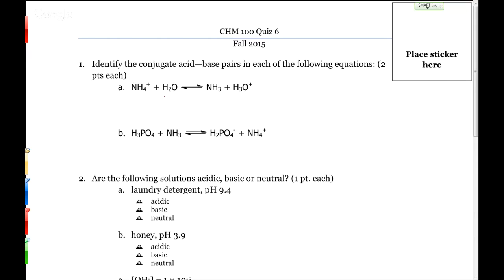So first, some of the stuff like we did in class, identifying the conjugate acid-base pairs. So remember, conjugate pairs differ only by H+. So which thing on each side of the equation is, which two things are basically the same except for H+. And so that would be these two and these two. In this case, this is the acid, and this is the base, and this is the acid, and this is the base.